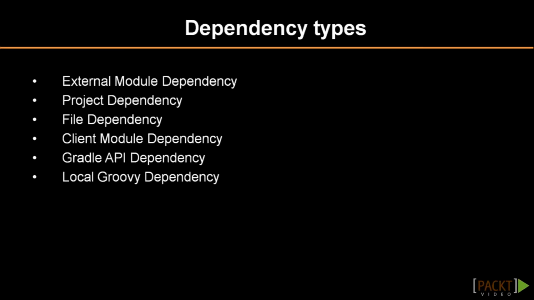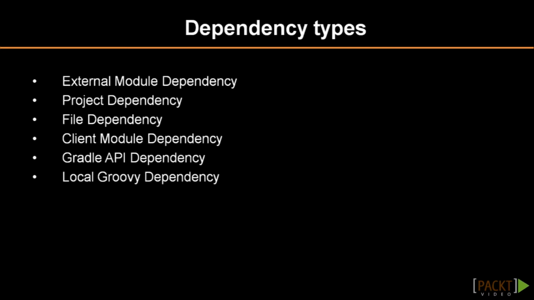Dependency types. Gradle supports 6 different types of dependencies. They are external module. This dependency is a module that exists outside your build, in a repository someplace. Project. You can use this dependency to depend on another project in the same build. File. This is a dependency on a file in the local file system, for example, local disk or a Maven directory.